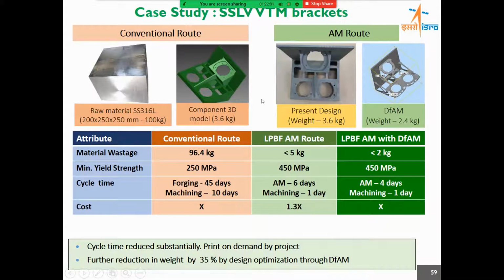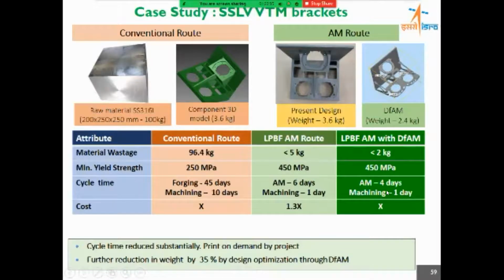And again, if you carry out a DFAM, in fact this was a part which we tried to do through 3D printing without doing any DFAM. We have now carried out a DFAM, and we find that the conventional design of 3.6 kilograms can further be reduced to 2.4 kilograms. The material wastage will be very low if you go through laser powder bed fusion with DFAM, and of course the properties have been evaluated and the required properties achieved. Once you reduce the weight of the component, the printing time also comes down, and the cost can be brought down comparable to the conventional route.